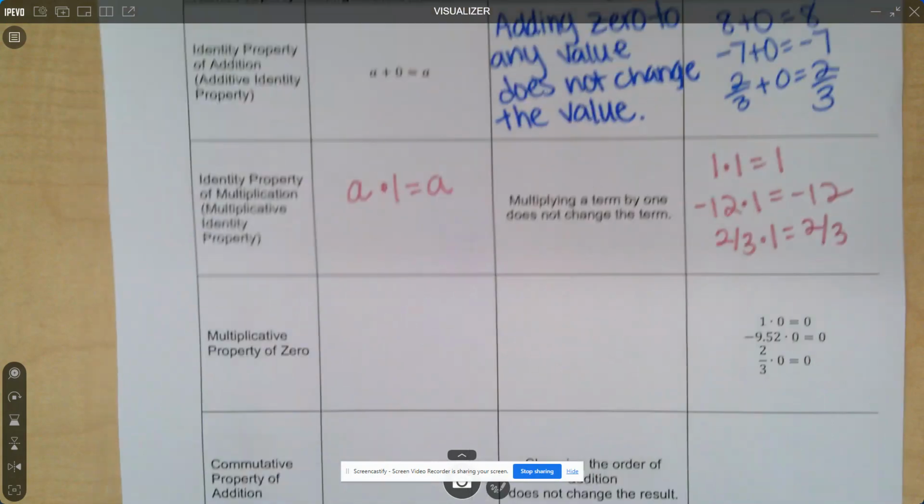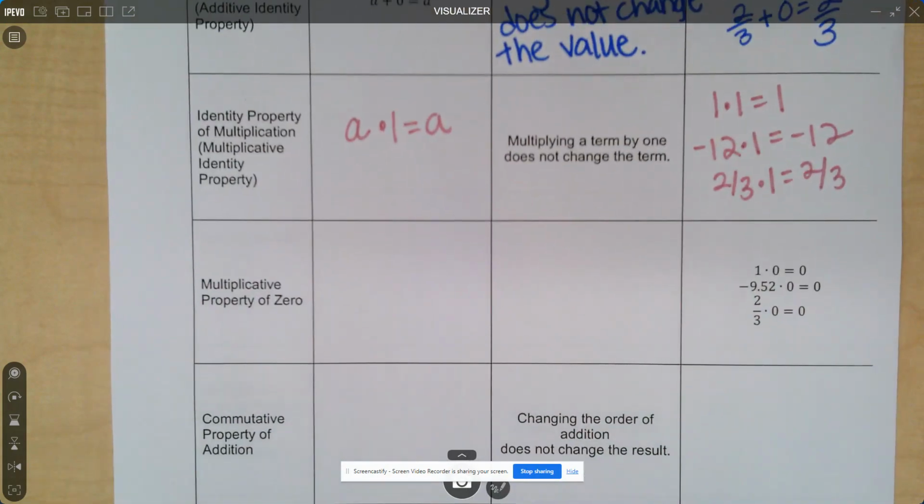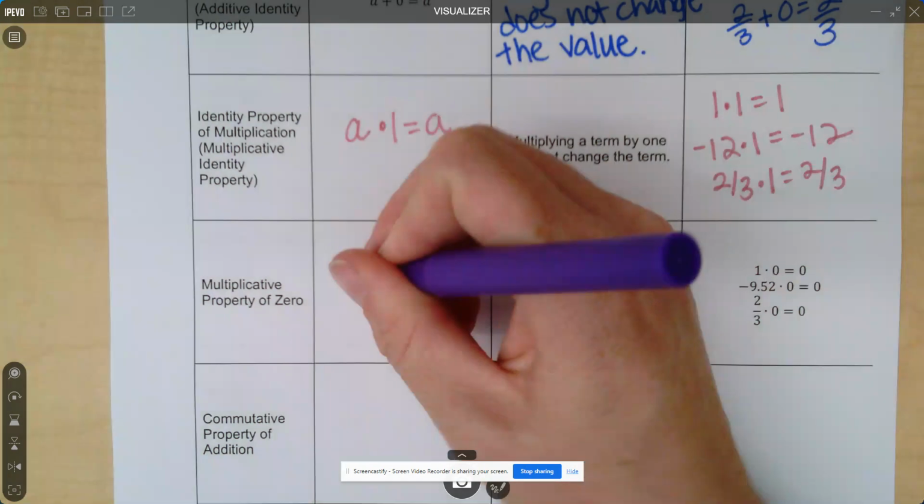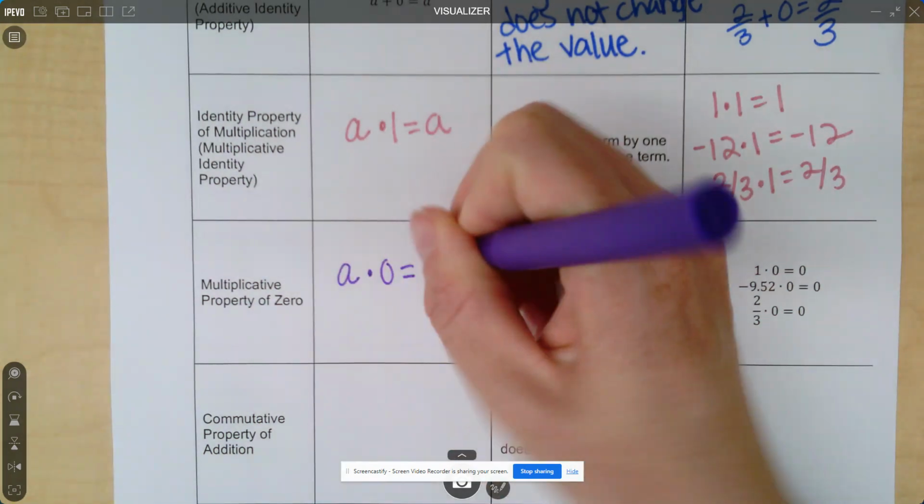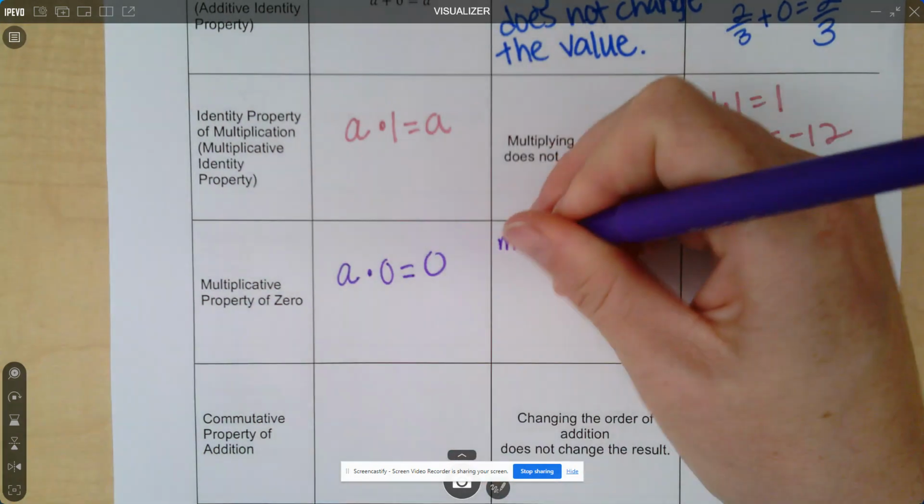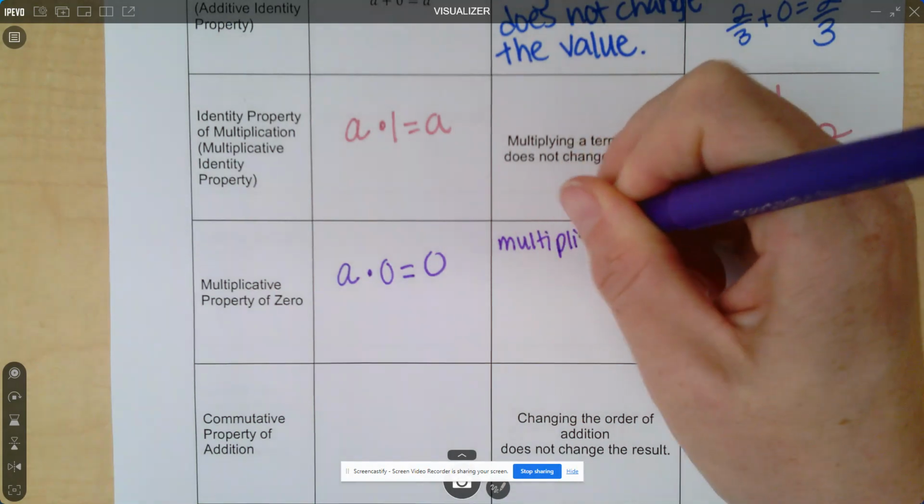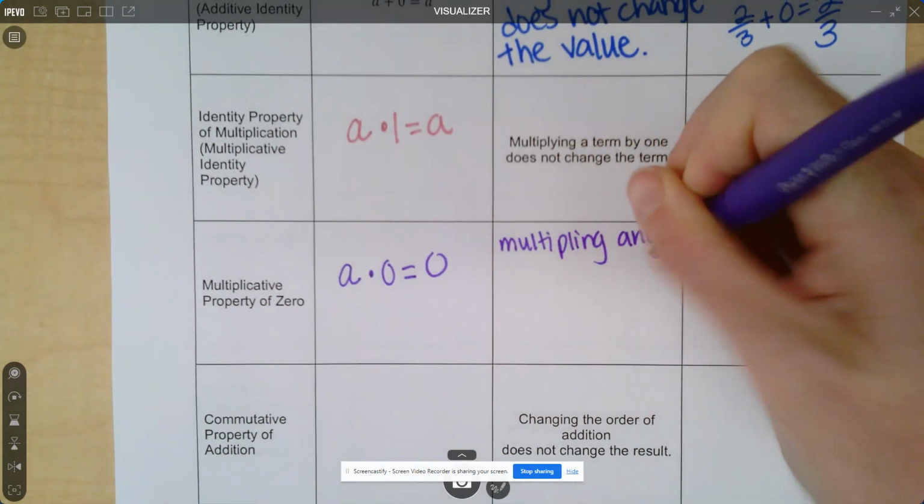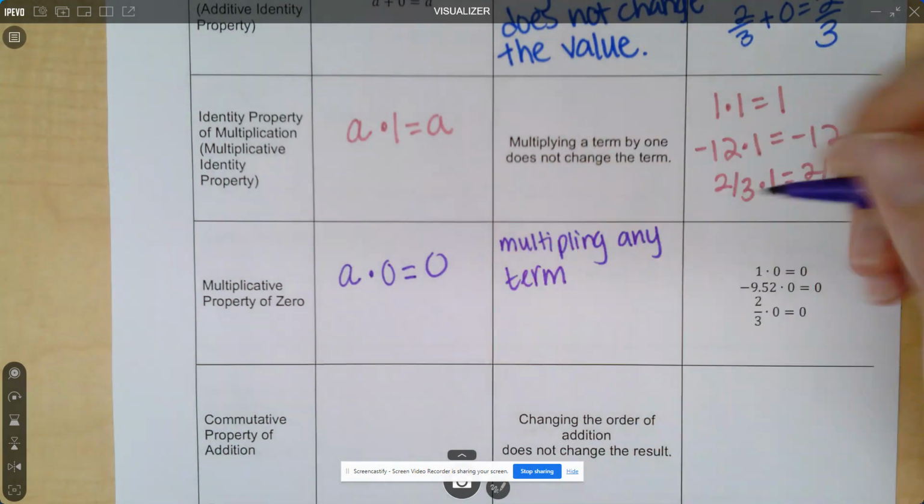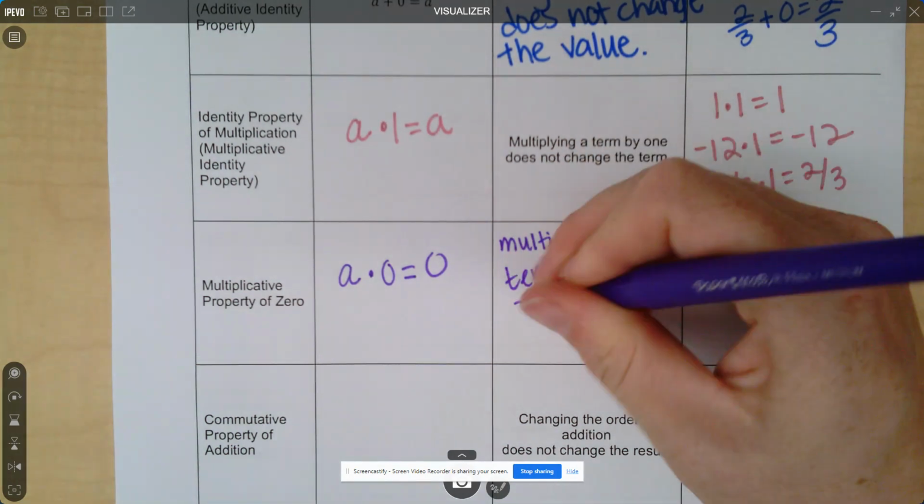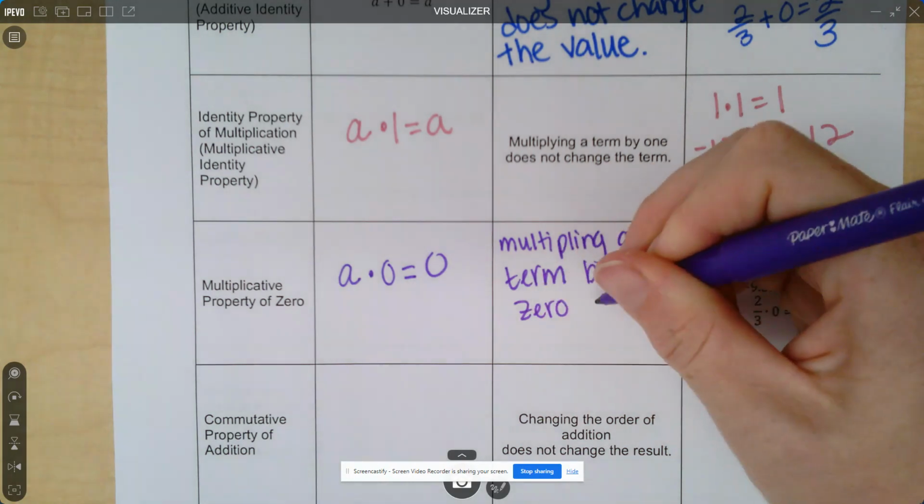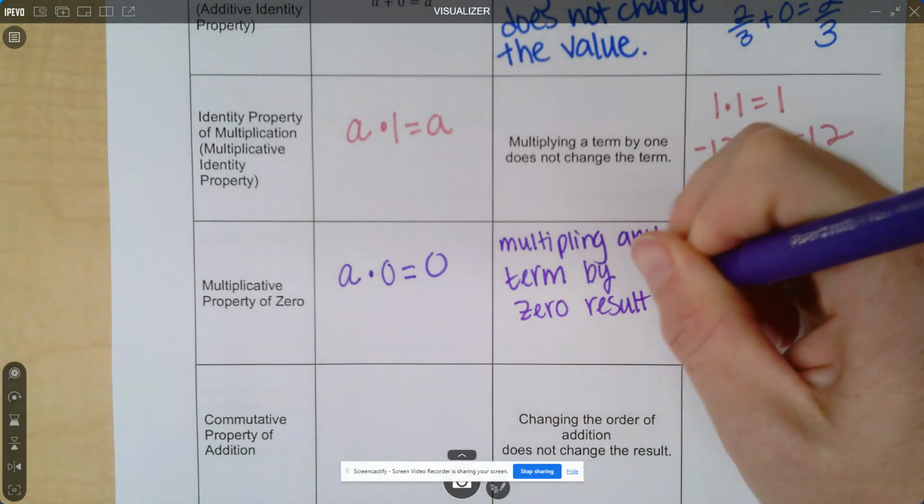So taking a look, the next one is the multiplicative property of 0. And we know this one very well. If you have 0 groups of something, you still have 0. And if you have a group of 0, you still have 0. So we'll continue with A. A times 0 is 0. So multiplying any, we can say term or value. I'm going to use term here. Any term by 0 results in 0.